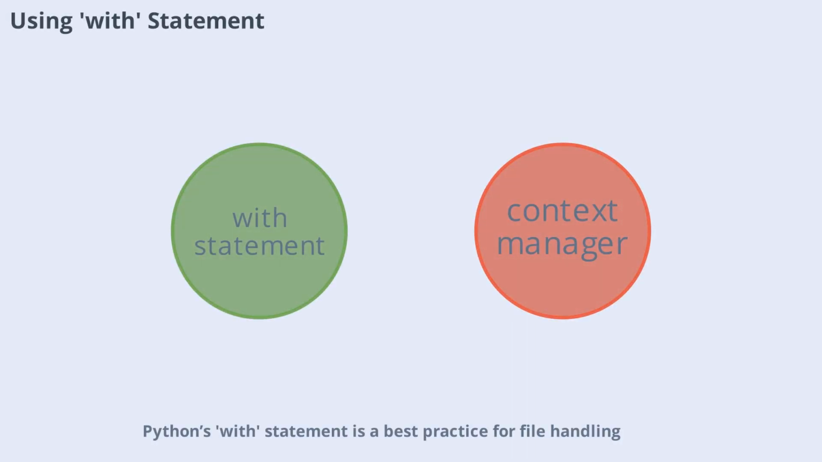Python's with statement is a best practice for file handling. It automatically manages opening and closing files, even if errors occur. By using with open(file_name) as f, you ensure the file is closed properly after the block of code runs. This approach makes your code cleaner and safer, reducing the risk of resource leaks. The with statement is highly recommended for all file operations in Python.